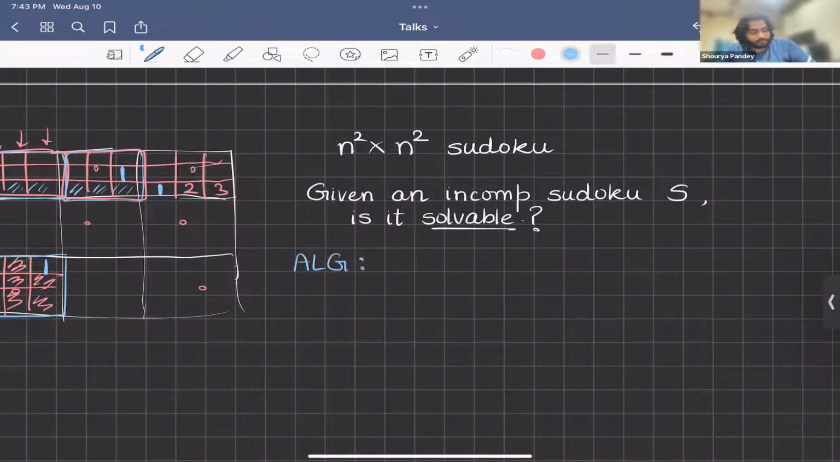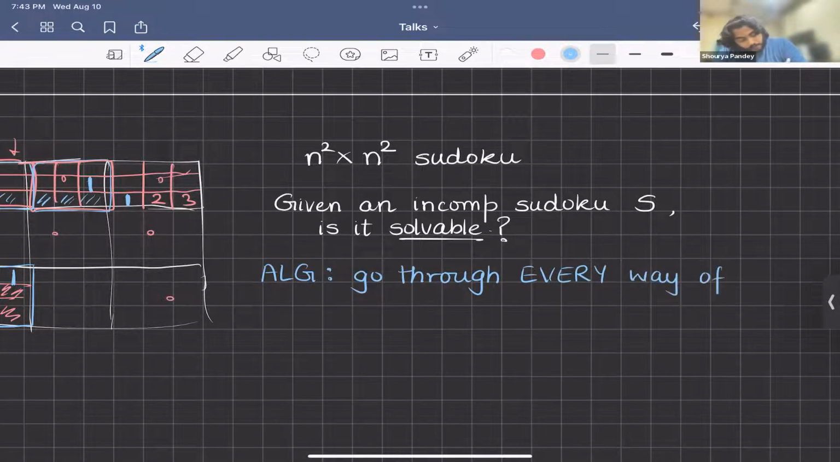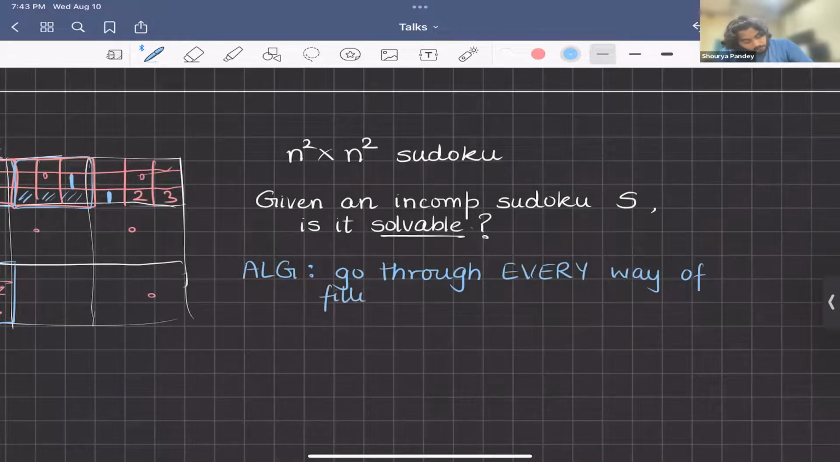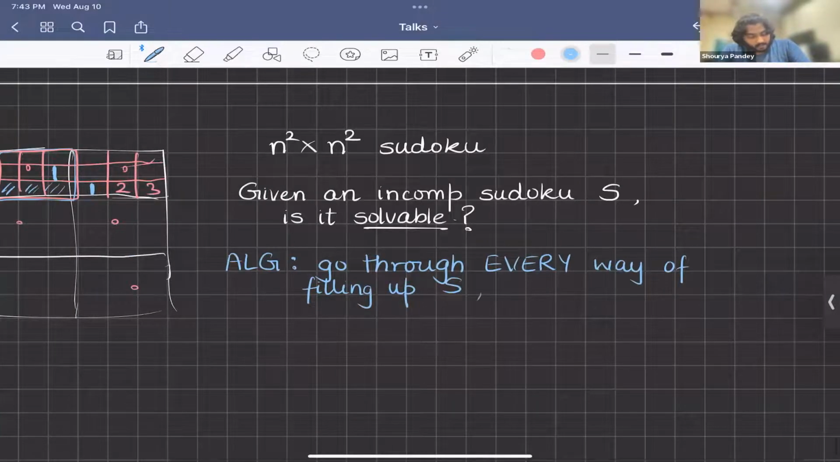The only complete algorithm that I can think of is to go through every way of filling up S. Basically, whatever's incomplete, you just try every possibility of 1 through 9 and then check if it's consistent. Check if it works.